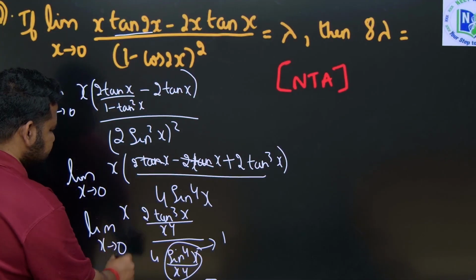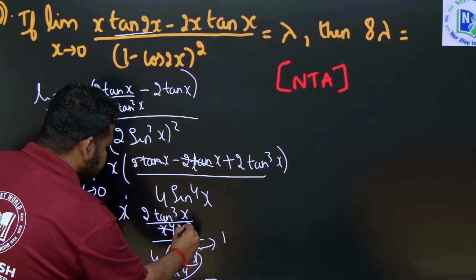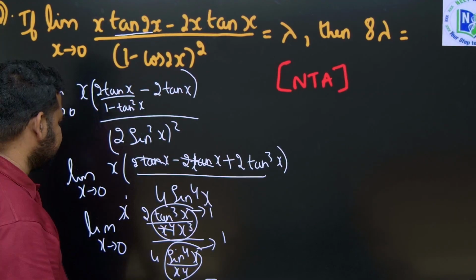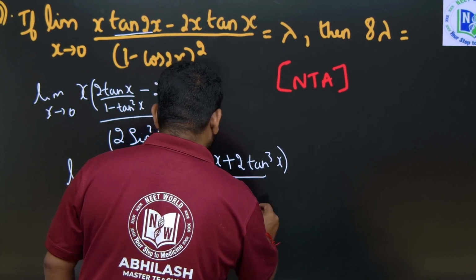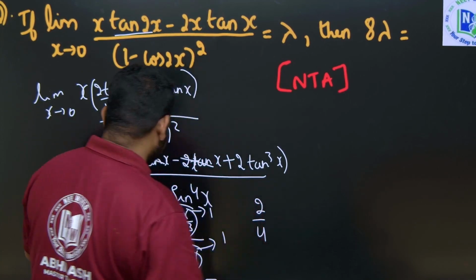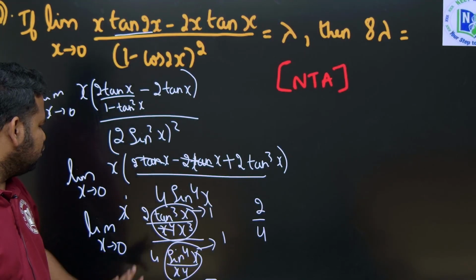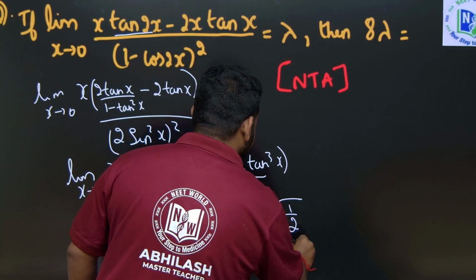And what about this? This x is a x cube. So you will have x cube, so this value will be equal to 1. So what are we left with? We are left with 2 by 1, or I can write it as 2 by 4. We are left with 2 by 4. That is nothing but equal to 1 by 2. So the answer to this question is 1 by 2.